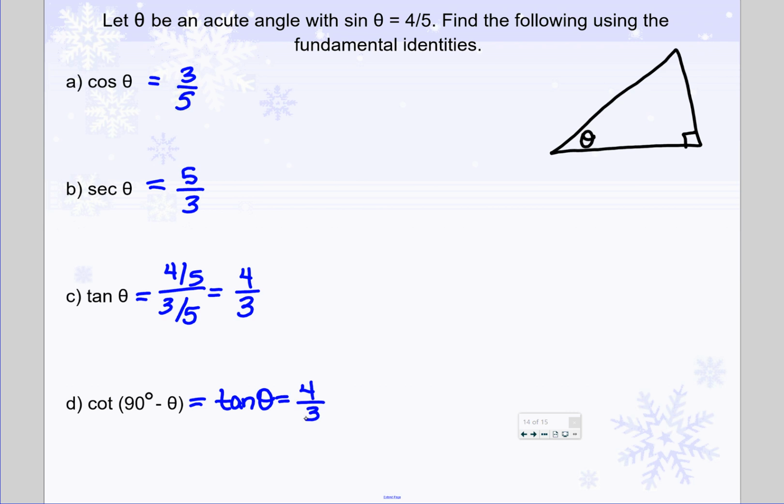Checking it with the triangle, if I have my angle theta, sine is opposite over hypotenuse. If you do the Pythagorean theorem, you'll get 3 for the adjacent side, and then you can see how you would get cosine, adjacent over hypotenuse, 3/5. Secant will be the opposite, 5/3. Tangent, opposite over adjacent, 4/3. So it's a nice way to check it at the end, okay? What questions do we have on this?